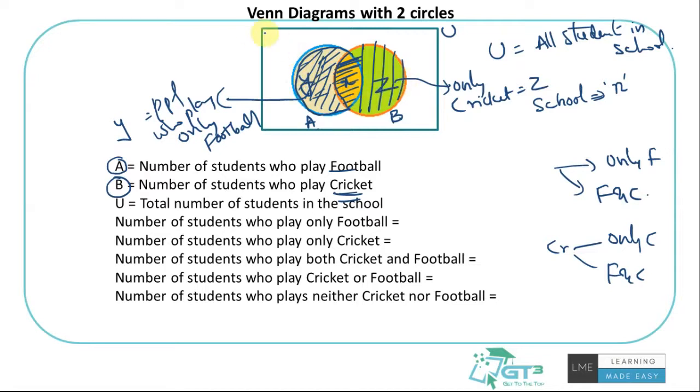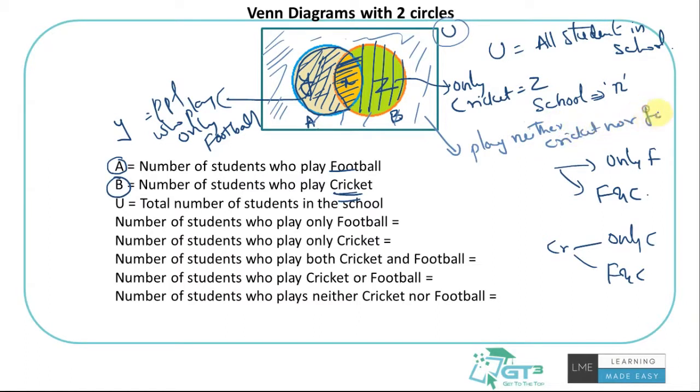And the remaining thing, which is not shaded per se, the one which is outside, right, this part I'm talking about, this would be the entire universe minus these three. That is people who play neither cricket nor football, right? They don't play either of the games. So the universal set is the total number of students in school. Let's say I take this to be n, right? The entire number of students in the school is n. We'll rather get the numbers in the questions, but I'm going with the variables to just explain this clearly.